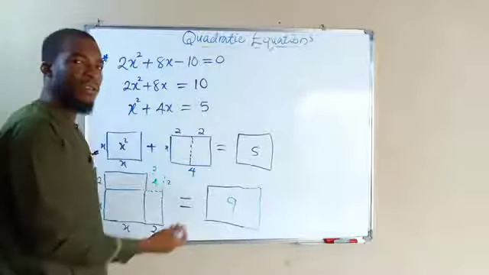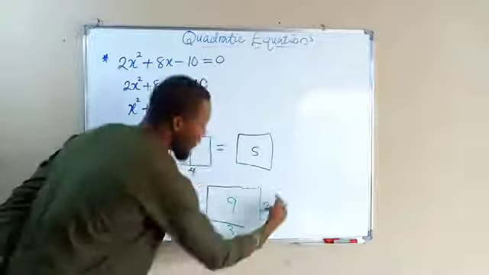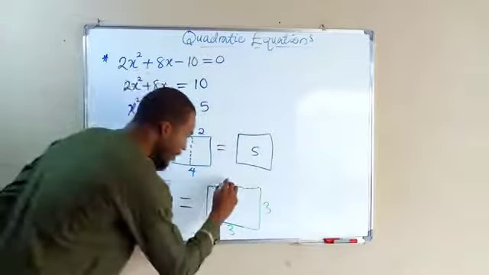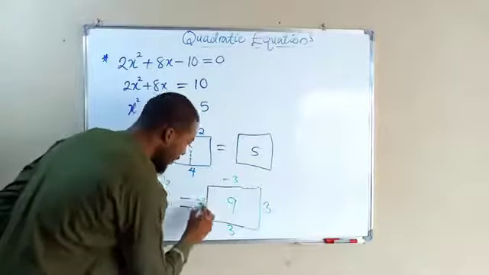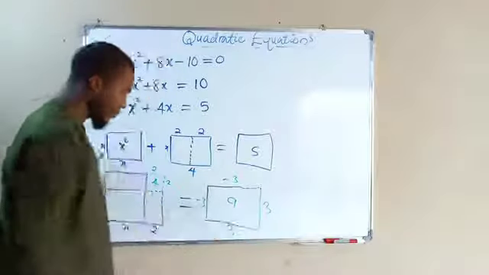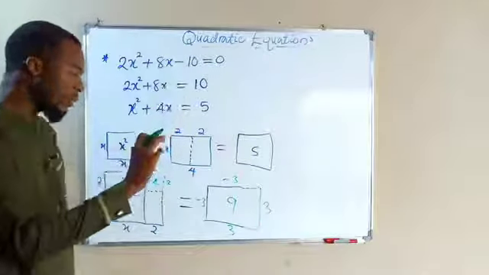Since 9 units is an area, I can write 3 by 3, such that 3 times 3 is equal to 9. Or I can say negative 3, negative 3. Negative 3 times negative 3 will still give me 9. Now, to find the solution for this quadratic equation, we are going to relate the sides together.